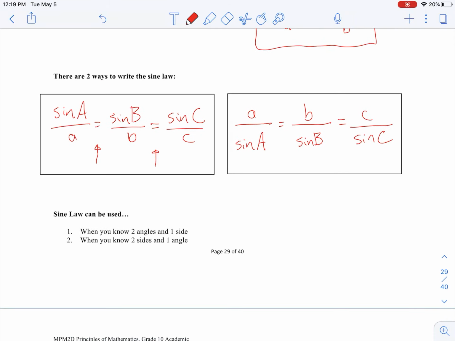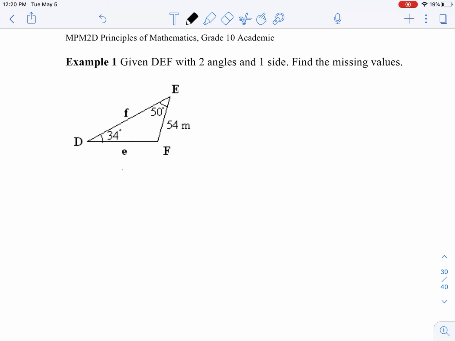So first, example 1: given triangle DEF with 2 angles and one side, find the missing values. So it wants a couple values here. First thing I'm going to take a look at is what we need to solve for first. And all of these problems will give you one complete ratio and a part of another ratio. And what I mean by that is, let's take a look here.